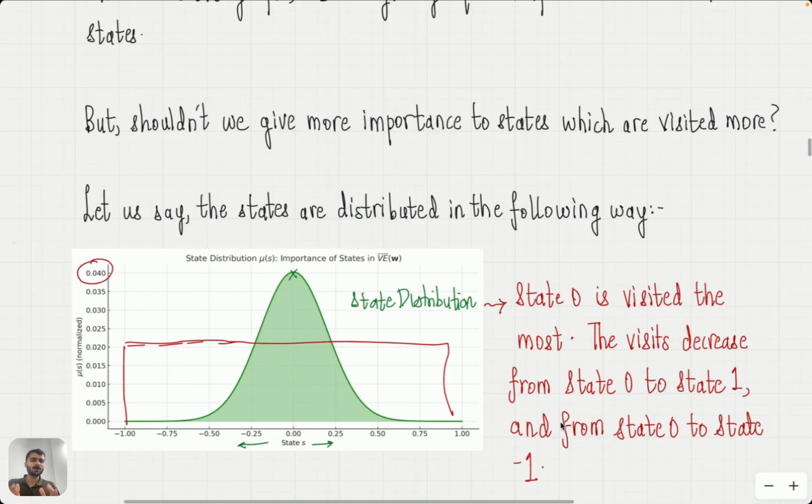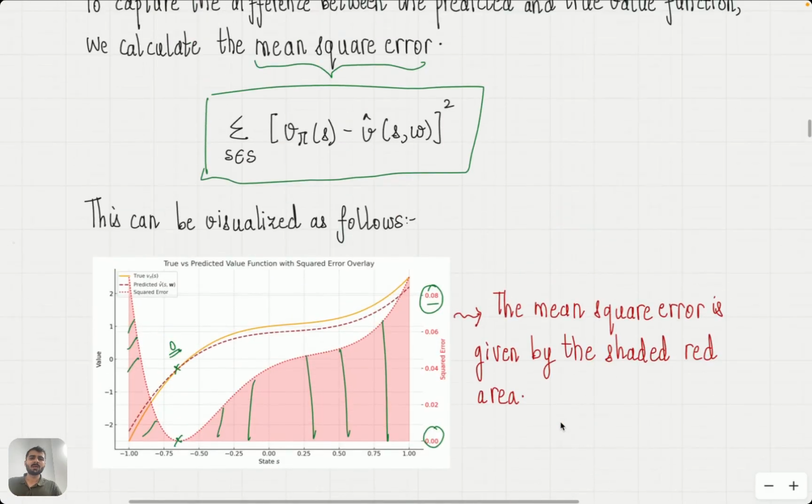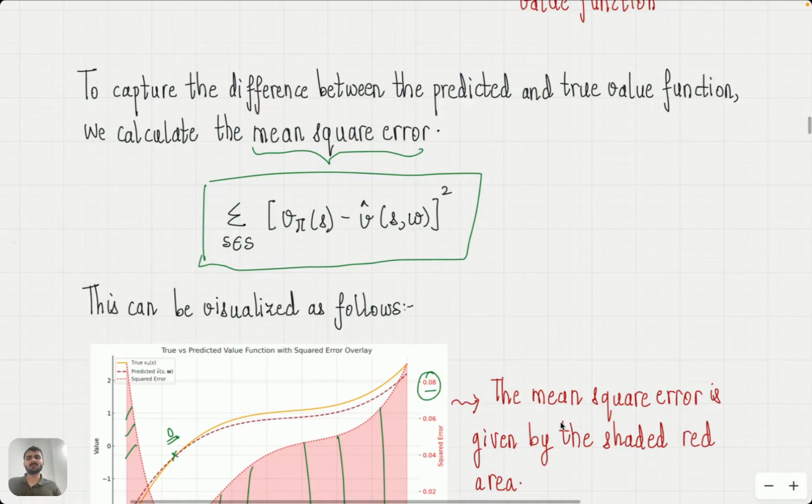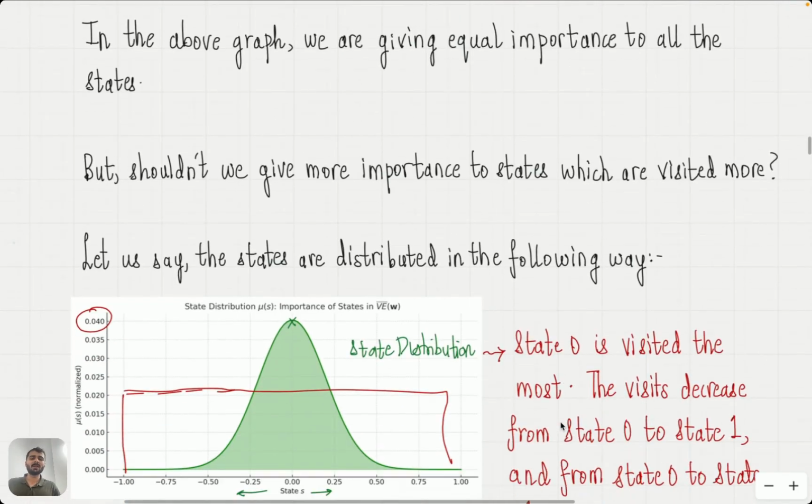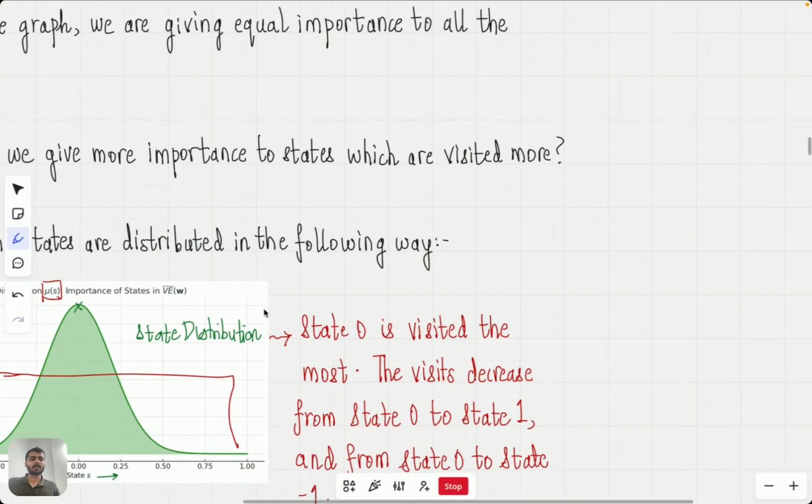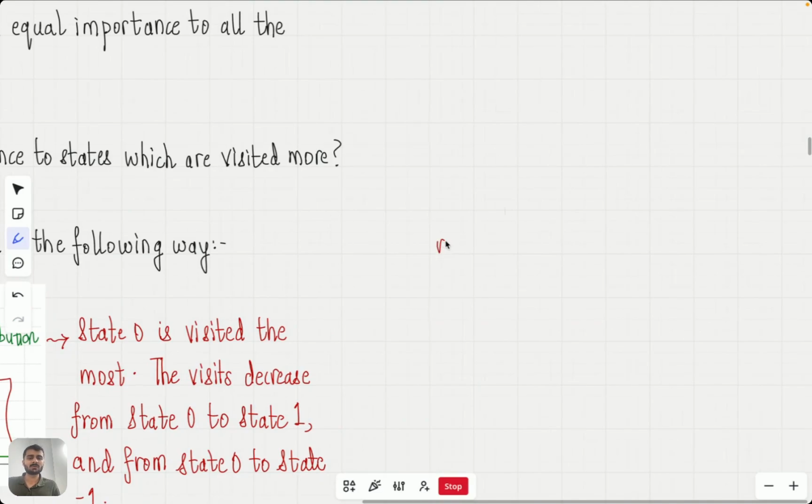Now, I want all of you to pause at this point and try to think, how can we modify this objective function so that we take this state distribution into account? Remember, we want to give more importance to the states which are visited more number of times, which means the states which have a higher value of the state distribution, which is denoted by mu of s. So, let's say this is our objective function, v of s minus v hat of s comma w. What will happen if we simply multiply this by mu of s?